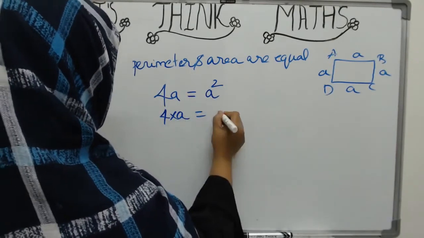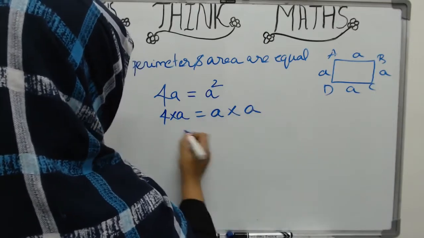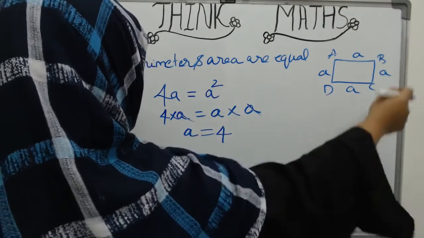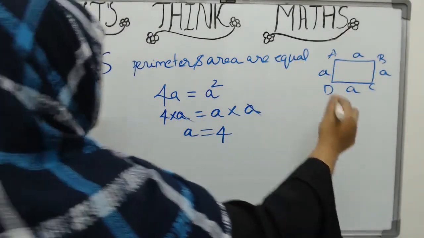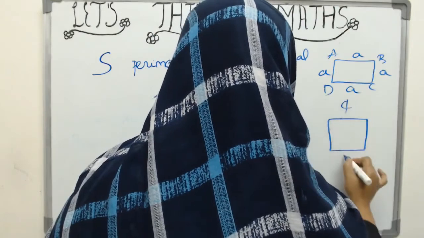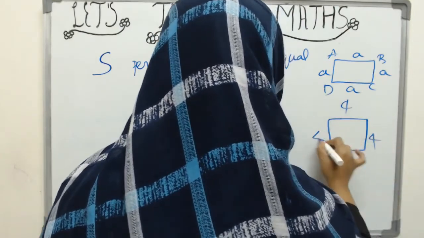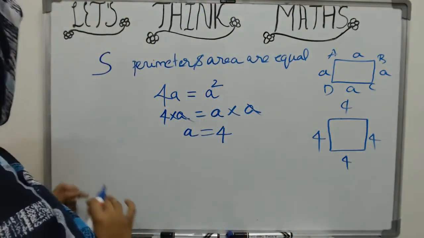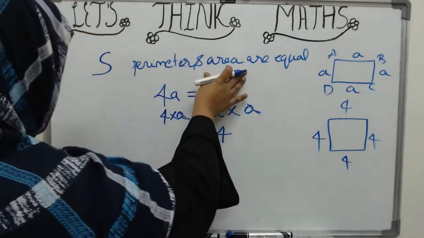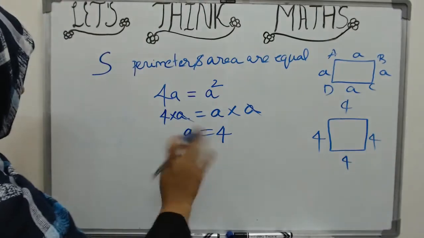And what does A square mean? It just means A into A. So cut, A is equal to 4. So the side of such a square will be 4 centimeters. Right? So a square of side 4 centimeters is the only square on the earth whose perimeter and area are equal. There can be no such square.